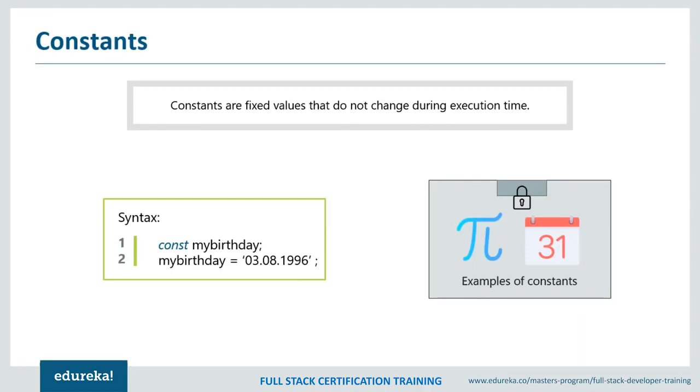So what are constants? Constants are fixed values that do not change during execution time. There are times when we don't want the value of a variable to change because it might disrupt the whole workflow. In such situations, we make use of constants instead of variables. Here you can see the syntax of constants. In order to declare a constant, you use the keyword const. Now let's practically do this and see how it works.